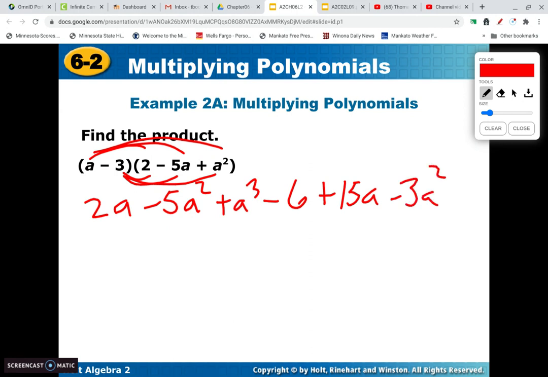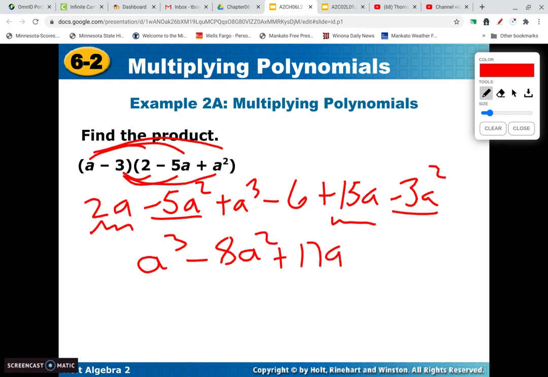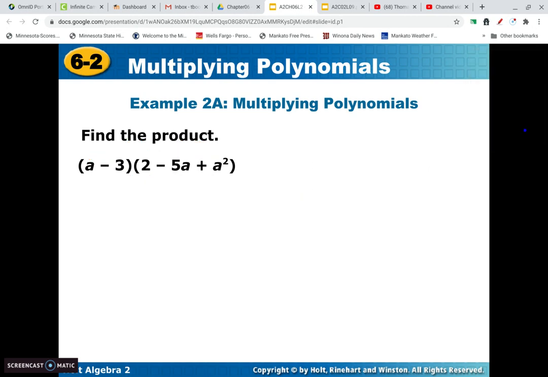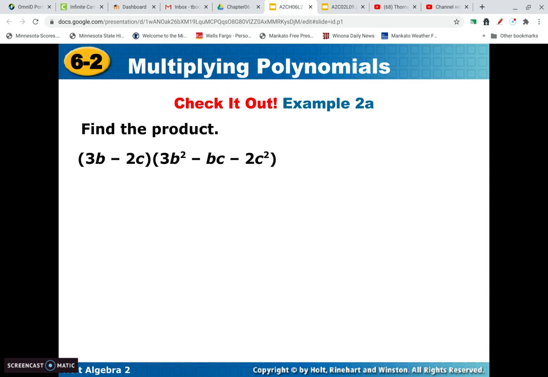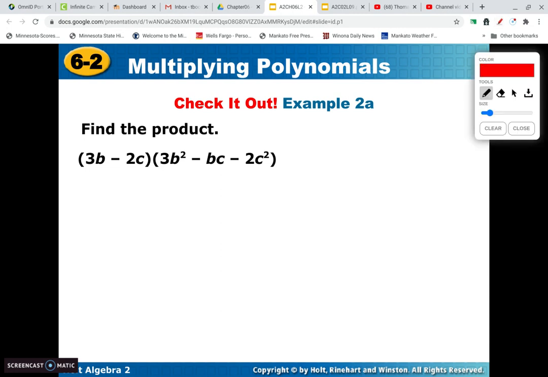Be careful with those. Let's put it in polynomial form. Again, we're going to start with the a to the third, nothing to combine there. We've got those, that's going to be a negative 8a squared. And then we have the 2a and the 15a for 17a. And then just the minus 6. There it is, all there. Lots of places to make silly mistakes. Take your time, double check. Should be good. Oh boy, this one we have multiple variables as well.